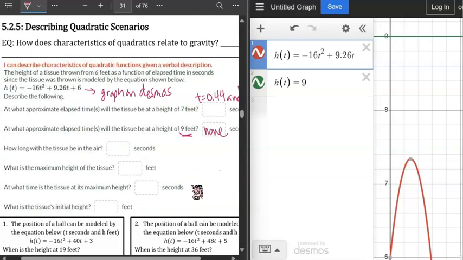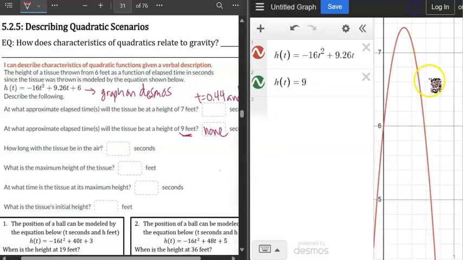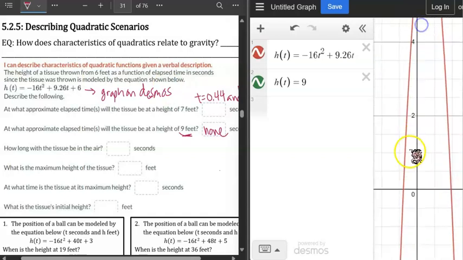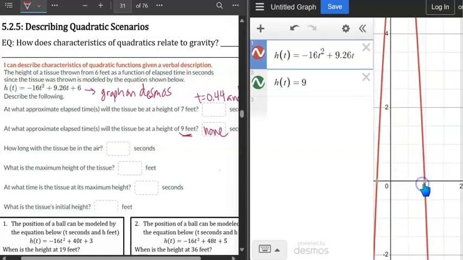How long will the tissue be in the air? So for this one, it started at t equals 0 and it kept going until it got to this point right here, 0.967. That's how many seconds the tissue is in the air.